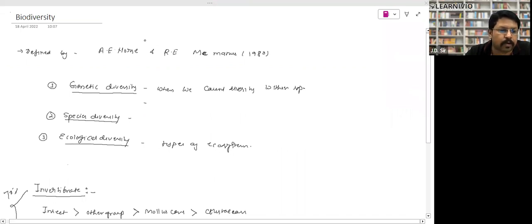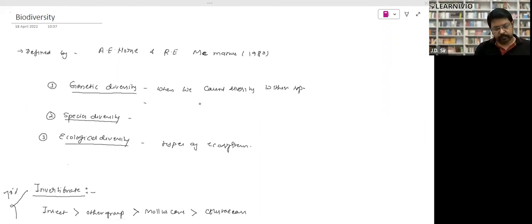Fine. Okay. Look, so now the biodiversity part. Come to this chapter, the biodiversity part. That is the next chapter. Let me open it here. Very small chapter, and there are a few things which are important.